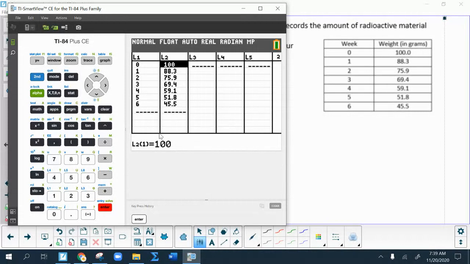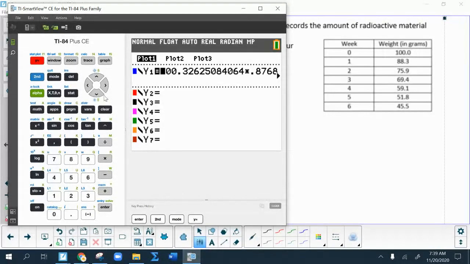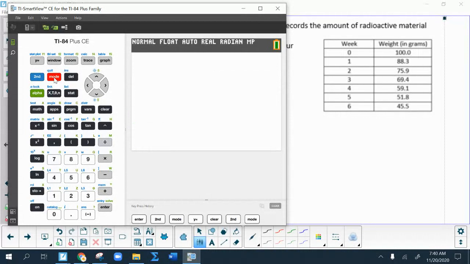So now I have my data in here and I want to make sure that my stat plots are on and my y equals are good so that I can go ahead and graph this. So the first thing I'm going to do actually is go to my y equals and clear out anything that's in there because I don't want that to get confusing or accidentally stay there later on. So I'm going to get rid of the y equals. And then I'm going to turn my stat plots on.